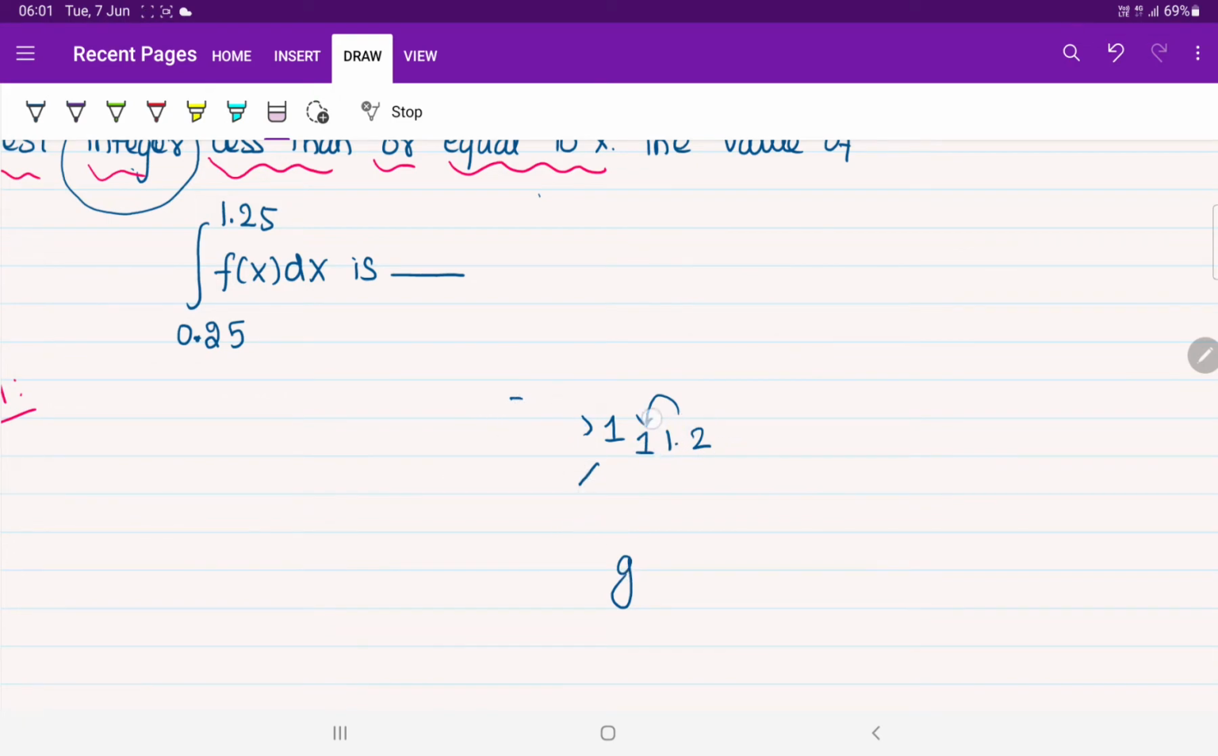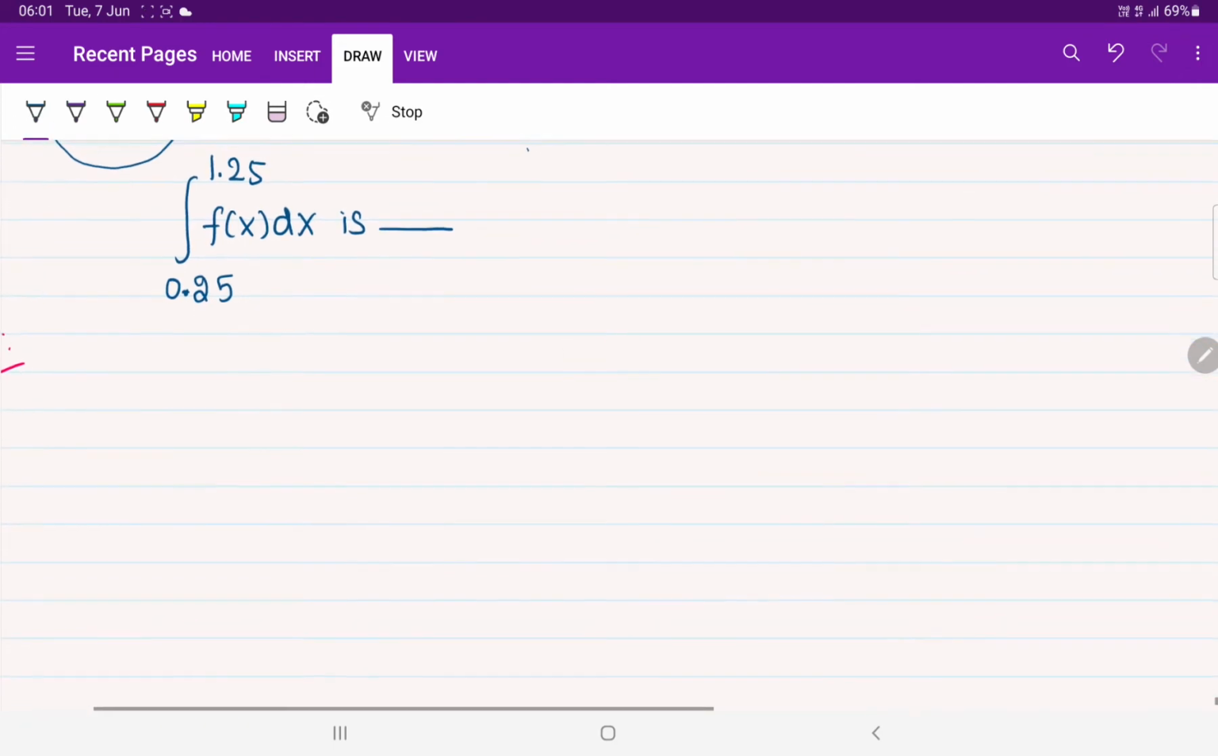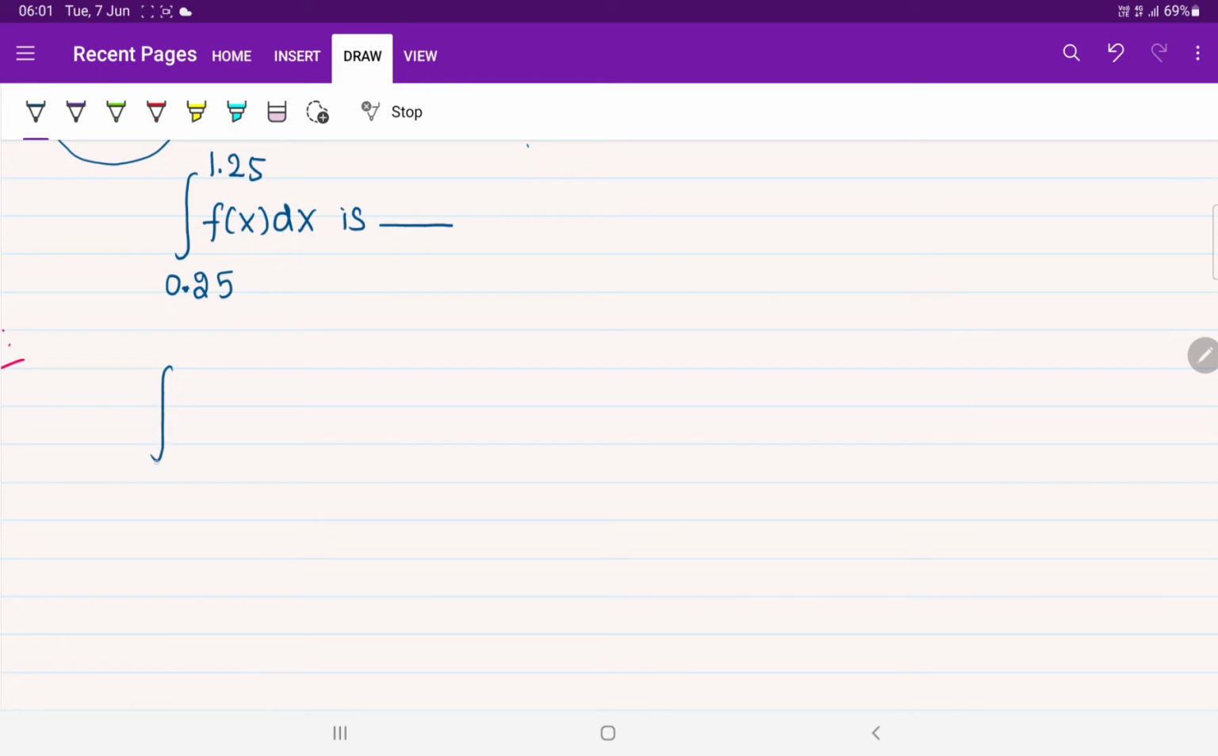Closed interval of x. Let us take the given function. It's very easy, direct integration only. We will simply be dropping the answer. Given it is the integral from 0.25 to 1.25, they said f of x into dx.